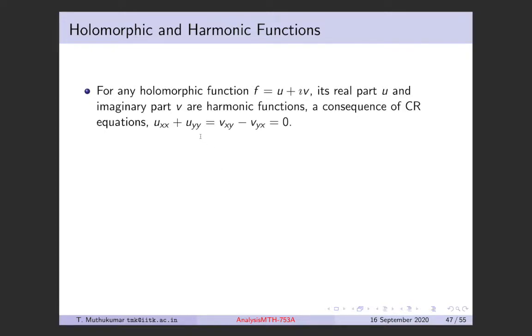So if you have a holomorphic function and if u and v are its real and imaginary parts, then it turns out that both the real and imaginary parts are harmonic functions. This is a very simple consequence of the Cauchy-Riemann equations.